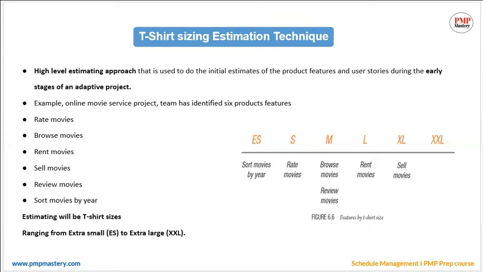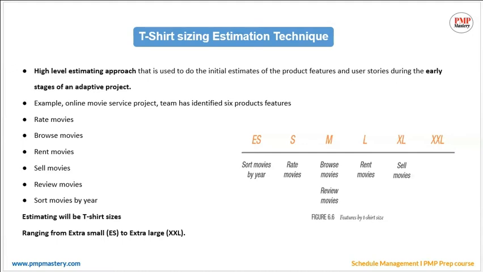All right. So if your team is aiming to do just enough estimation to map out the overall effort required to get the work started, they can use a high-level estimation technique, that is the T-shirt sizing estimation technique, right? And this is the initial estimate of the product features and user stories, and that is done in the early stage of the adaptive project.